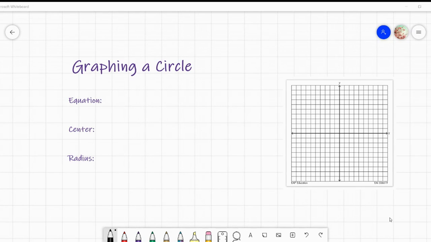Okay, so now that we have our background information, we can finally put that to the test and actually graph a circle. So I'm just going to give a simple equation, x squared plus y squared equals 9. So as we said before, we have our standard equation of a circle. I'll write it one more time.